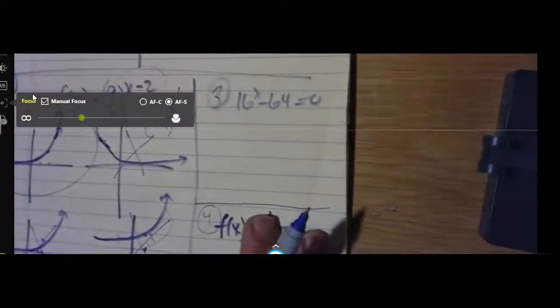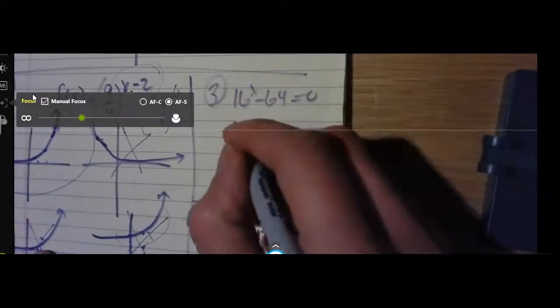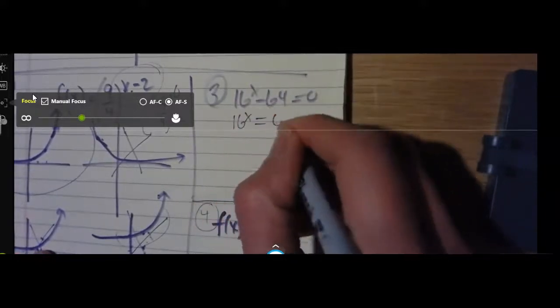Number 3 says 16 to the x minus 6. What we do here is we're trying to solve for x by adding 64 to both sides. So we add 64 to both sides.